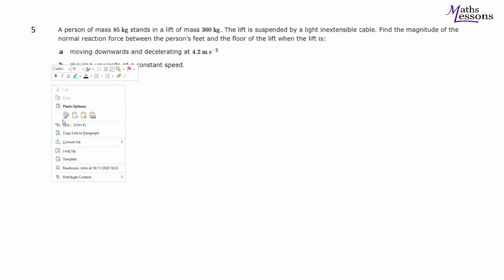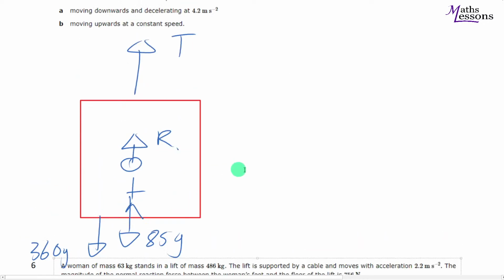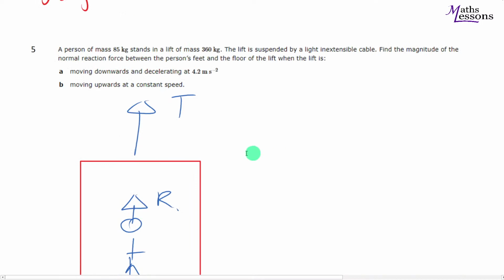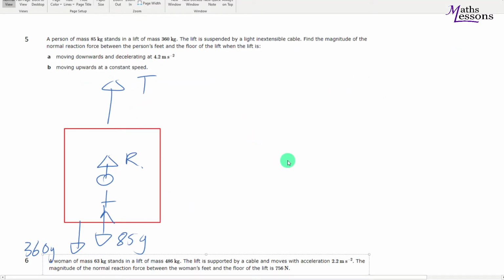Okay, so my diagrams come out a bit big again. It's cheating a little bit, isn't it? Just pasting it in. I'm just going to shrink that down a bit. There we go, so we can see it all.